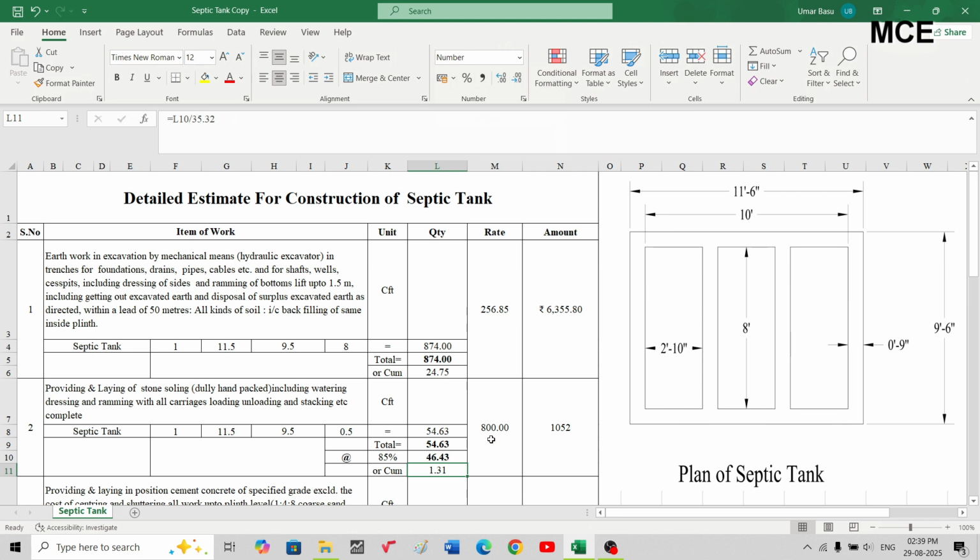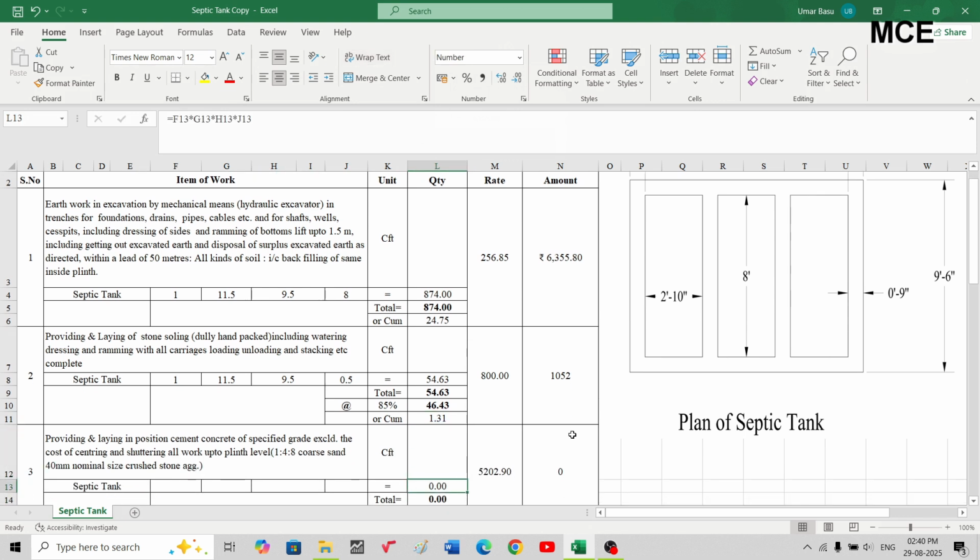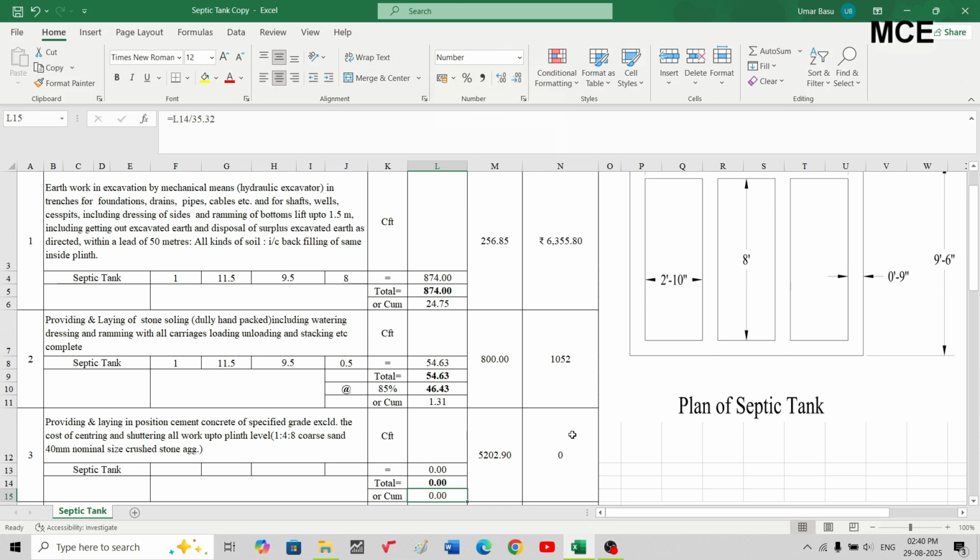The rate for this item in LMR, that is lowest market rate, is 800 Indian rupees per cubic meter. Since this is a non-SOR item, it means this item is not in the schedule of rates, so you have to find out the rates from the market. So the rate for this item is 800 rupees per cubic meter, and the total will be 1052 Indian rupees for this amount. The next item after laying the soling is that you will lay the lean concrete, which is usually of mix 1:4:8.